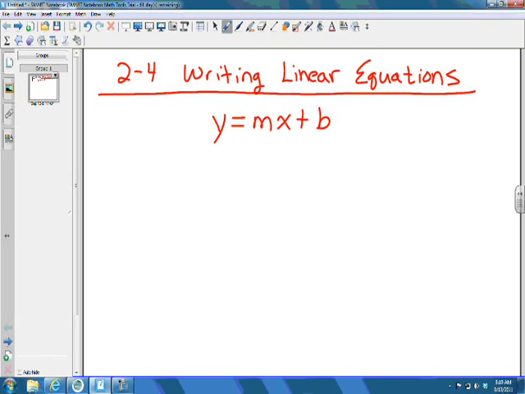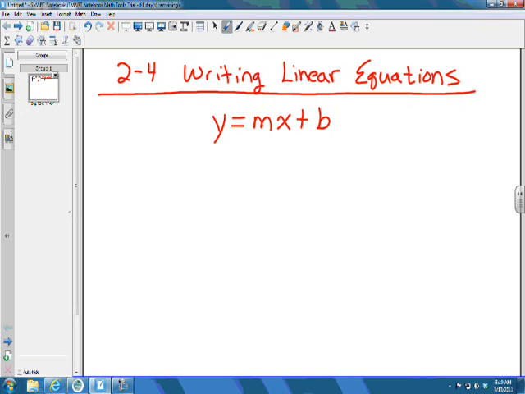Y equals mx plus b is the formula you've got to have memorized. You're going to use it on pretty much every single problem that you do as far as writing equations. There are several other equations that you can use depending on what information is given, but this one works for everything. So I don't mess with the other ones. I figure if you can memorize one, then you'll have it for all the problems that you have.